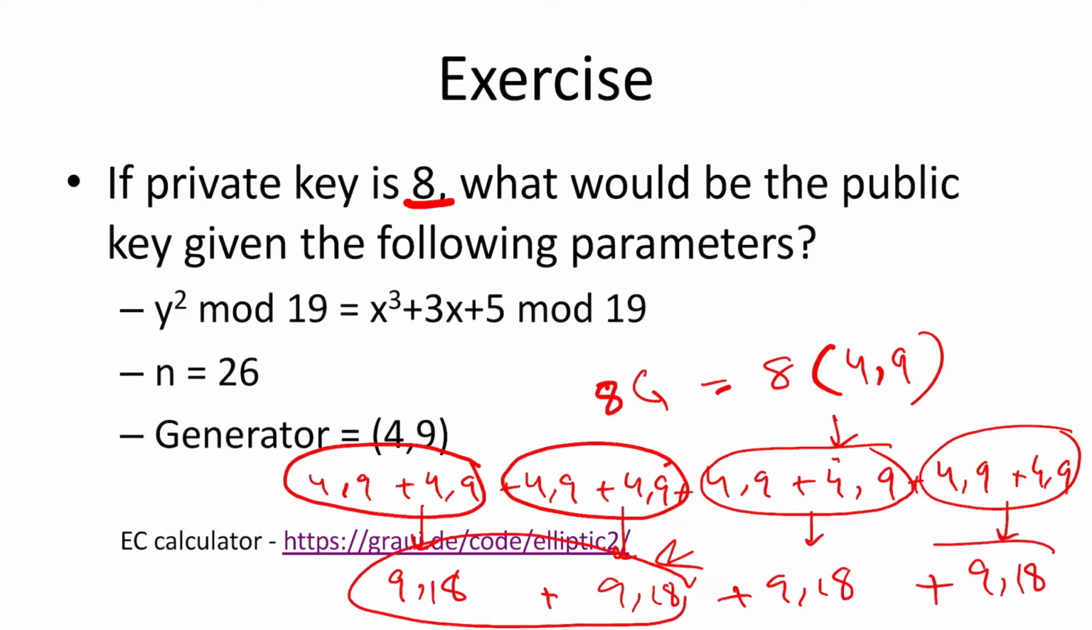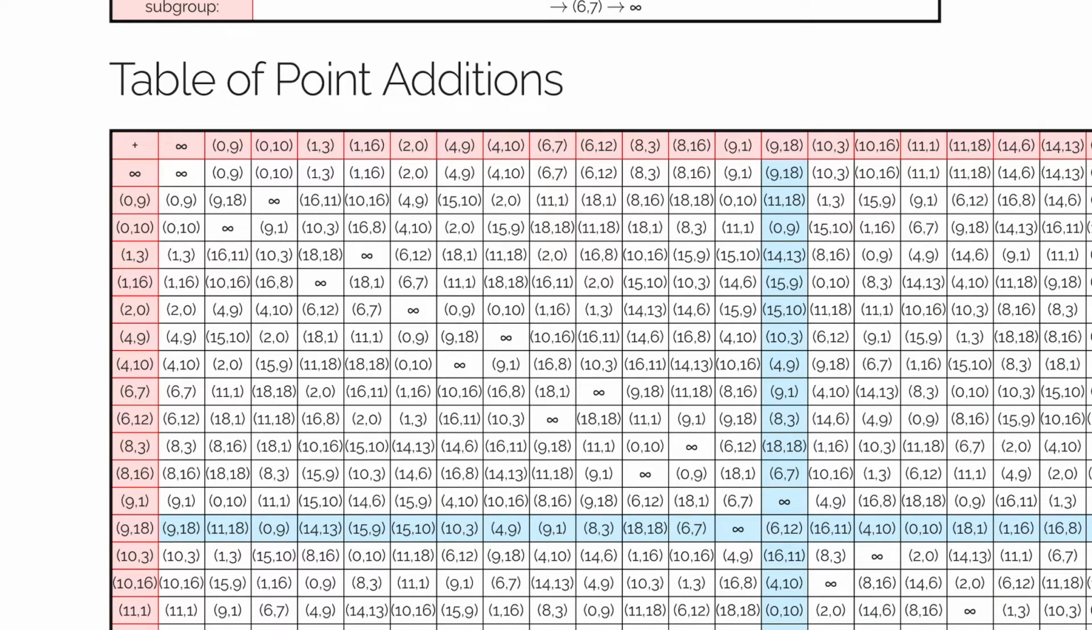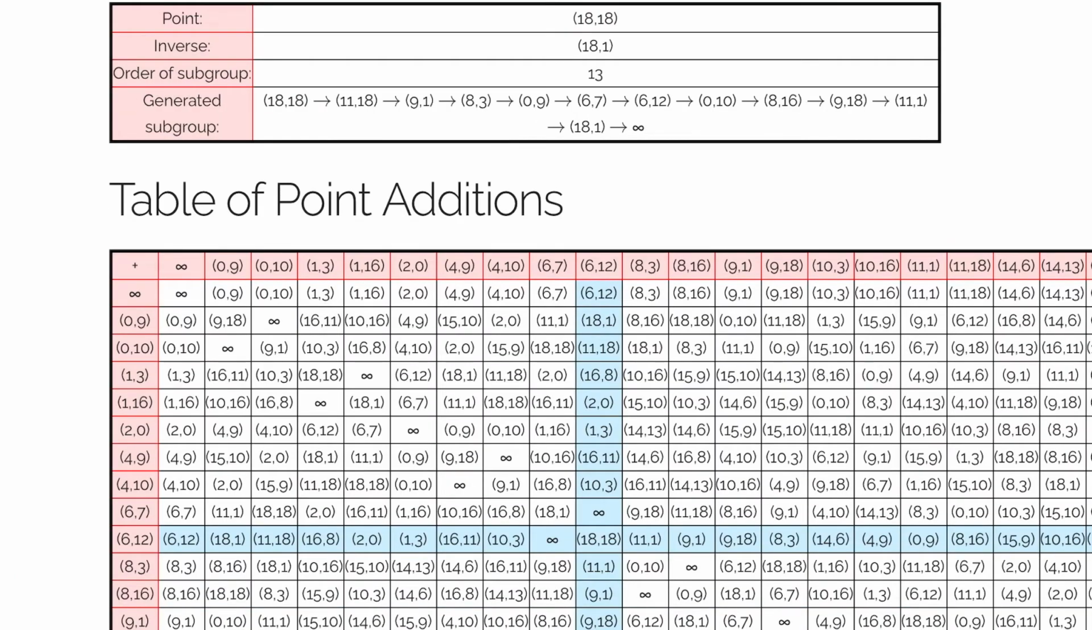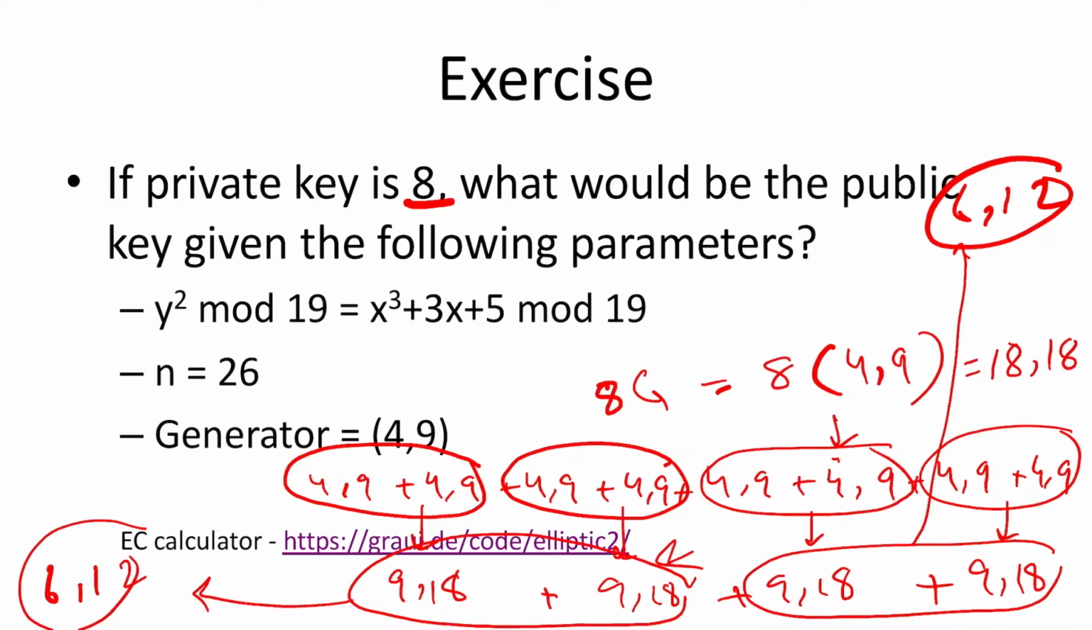Now we're going to add these points. So let's add 9, 18 to itself, and then we're going to replace this one as well with the same answer. Let's go back here. Now I'm going to choose the row labeled 9, 18, and the column labeled 9, 18. We get 6, 12. So this will be 6, 12, and this is also 6, 12. So the last step is to add 6, 12 to 6, 12. So I'm going to choose the row label 6, 12 as well as the column label 6, 12, which gives us 18, 18. So basically 8G is equal to 18, 18.